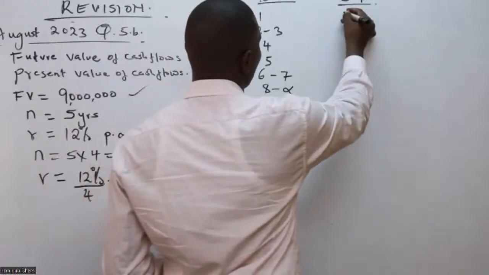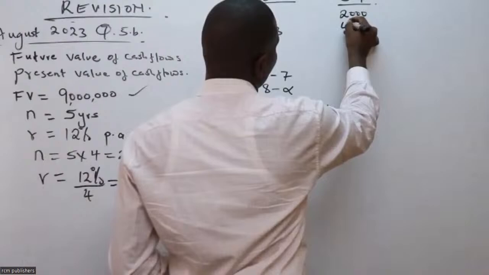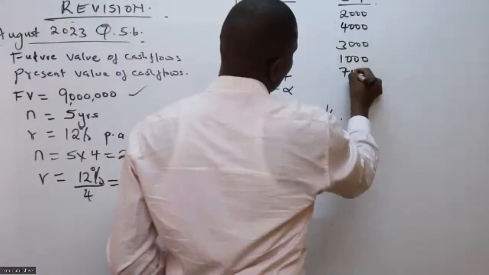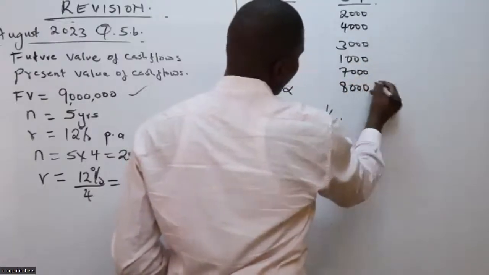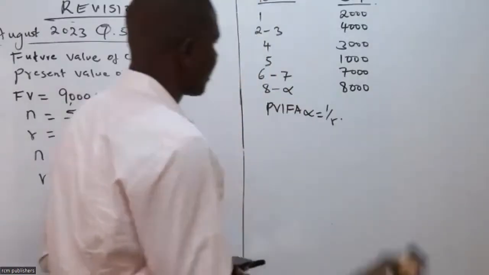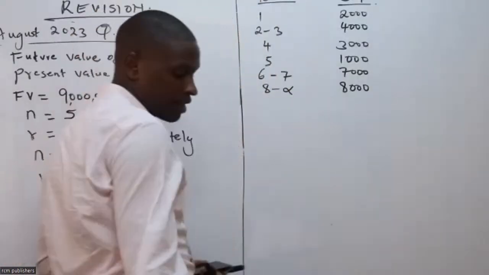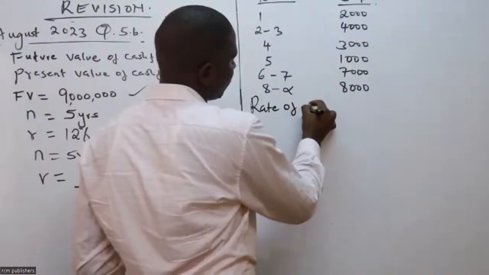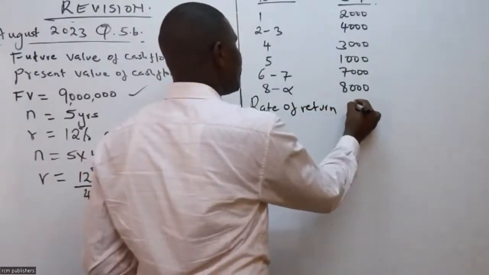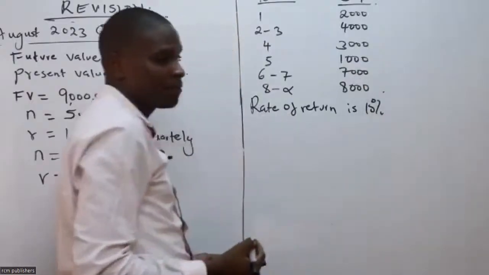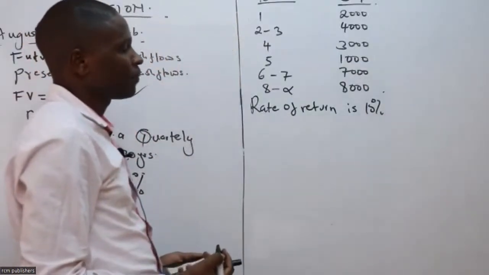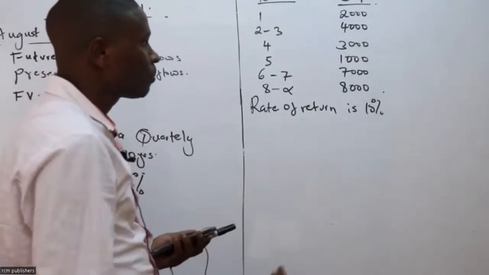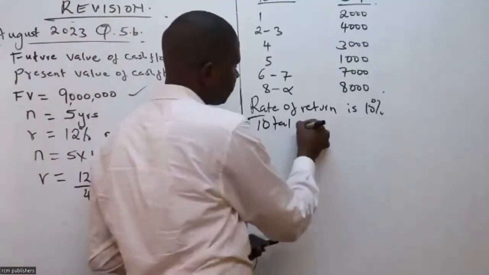So here you will be given some cash flows like 2,000, 4,000, 3,000, 1,000, 7,000, 8,000. Then maybe you are told the rate of return is 10%. In such a case, the question can be: determine the total present value.